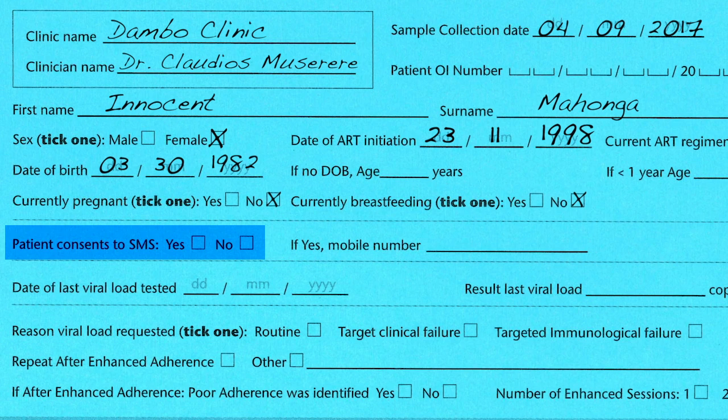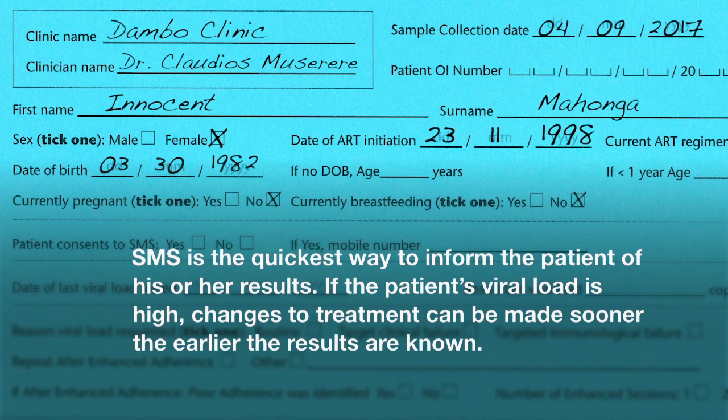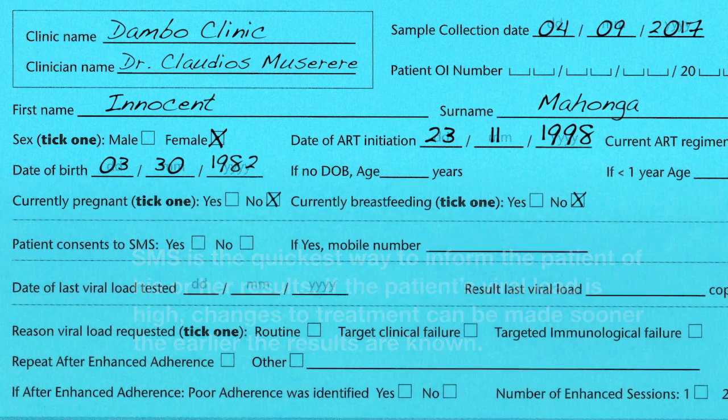Be sure to clearly explain the kind of information that will be shared. SMS is the quickest way to inform the patient of his or her results. If the patient's viral load is high, changes to treatment can be made sooner the earlier the results are known.